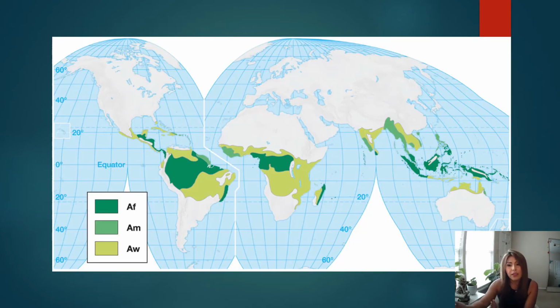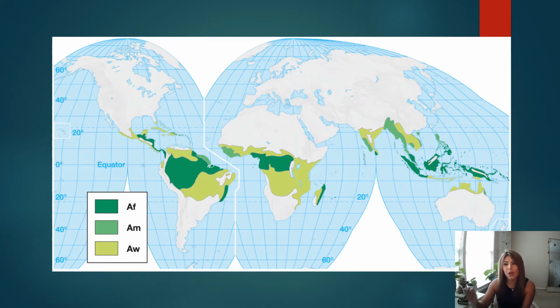So here is where these tropical humid climates are located. These are all group A, and tropical wet is the darker green, AF. Tropical monsoon is kind of like a muted green. And then the other color, like a yellow green, is going to be your tropical savanna.